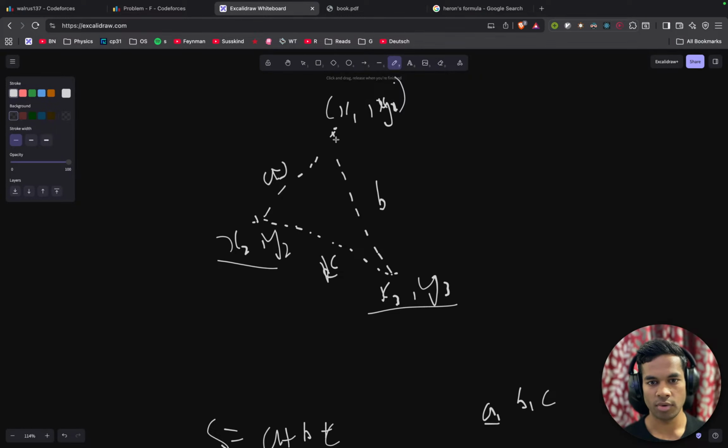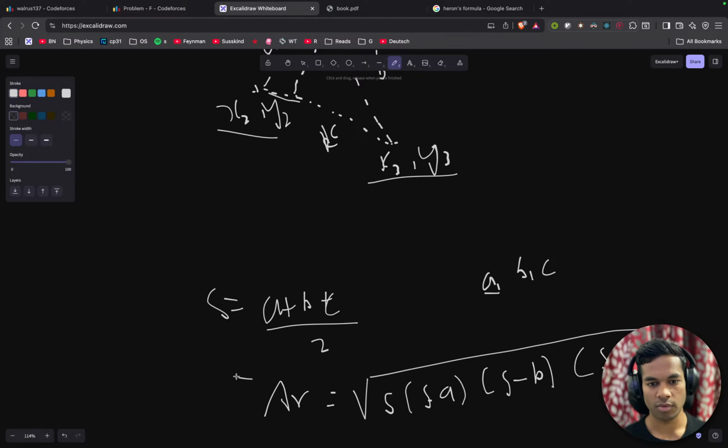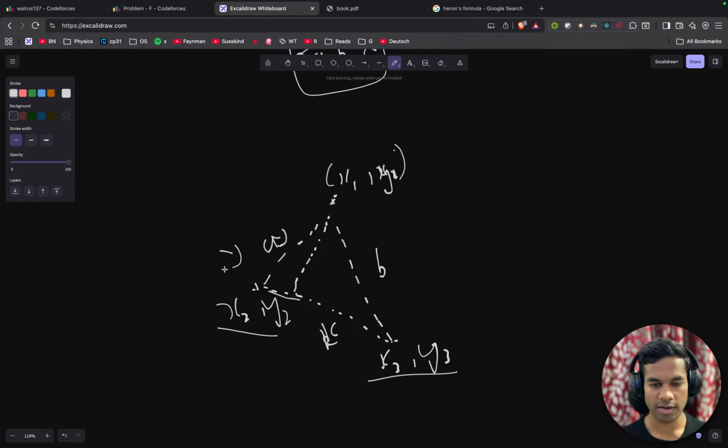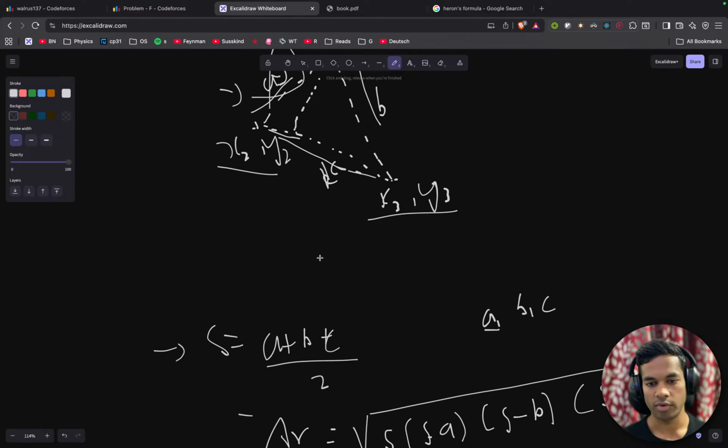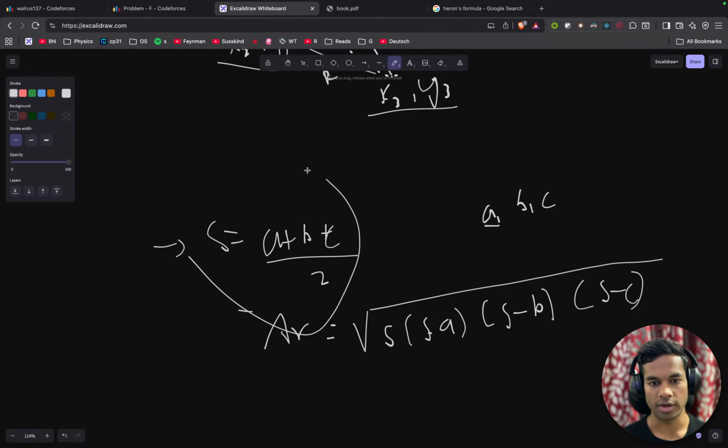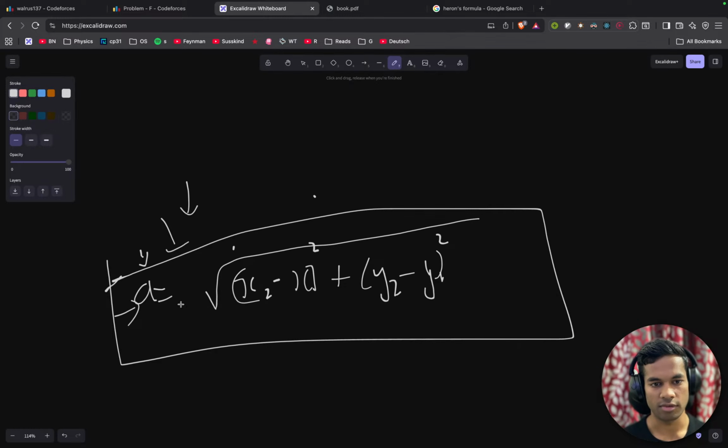But here we don't know the height. What would the height be? So here, using Heron's formula is better if we don't already have the heights. But is there a way to skip calculating these sides and just get the area of a triangle given these points? We wouldn't have to apply Heron's formula and calculate this S, and to calculate this S we have to calculate the sides using this.